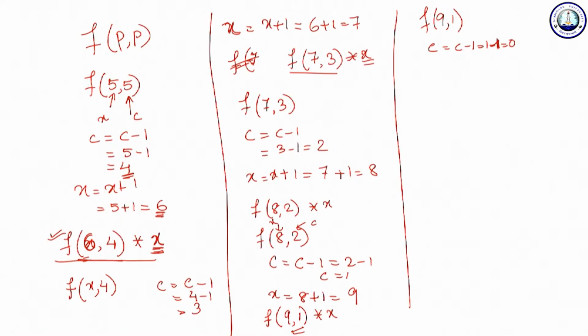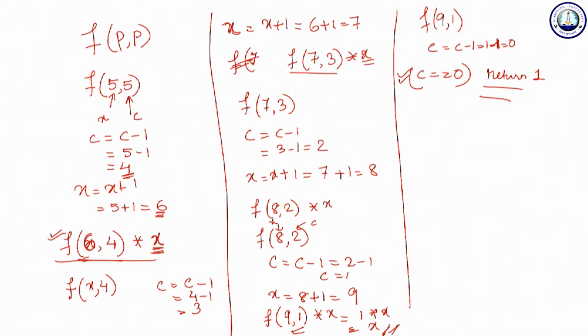So, when c is equal to 0, this condition is satisfied. So, what does it return? It returns 1. Okay. So, when it returns 1, here it will be 1 into x, which equals x. Now, we are going in the backward direction. So, this is f of 9 comma 1 is equal to x.